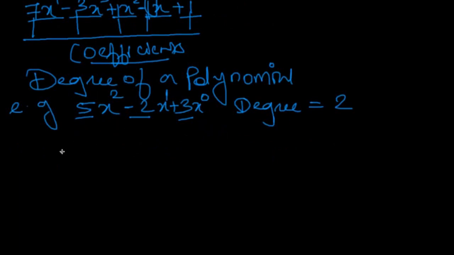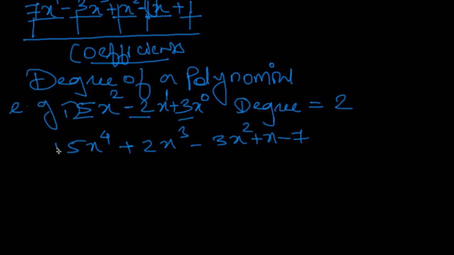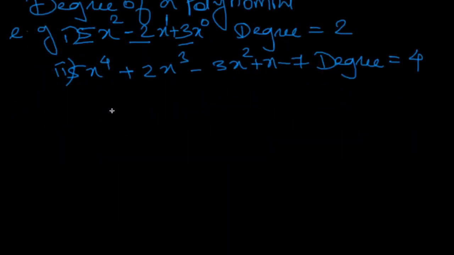Let's consider another example. 5x raised to 4 plus 2x cubed minus 3x squared plus x minus 7. Here you can see that it is 5x raised to 4, 2x cubed. So the variable x is carrying different powers. It is having 4, 3, 2, 1 and 0. Here the highest power of the variable is 4. So we can say the degree of the given polynomial expression is 4. And you can consider any expression and you can now find the degree of the polynomial.